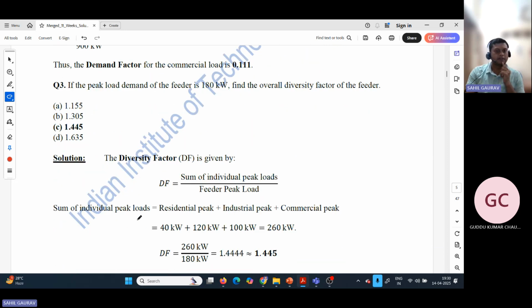In the next problem, we have diversity factor. Diversity factor is the sum of individual peak demands upon the group peak demand. So the sum of individual peak demands you can find from the data given, and the feeder peak demand they have provided, that is the group peak demand. So feeder peak demand is group peak demand.